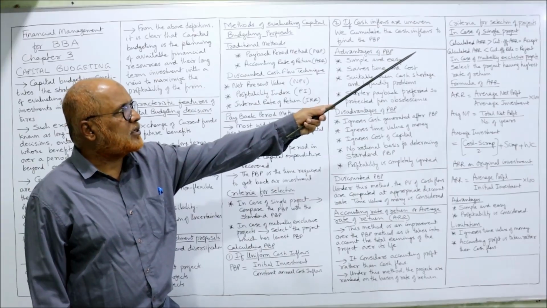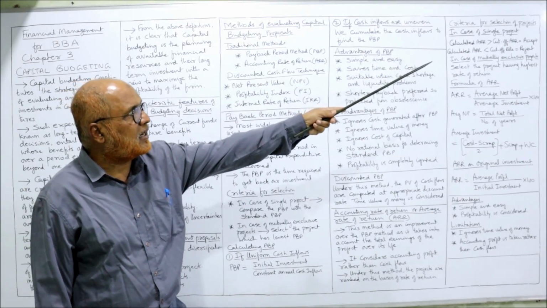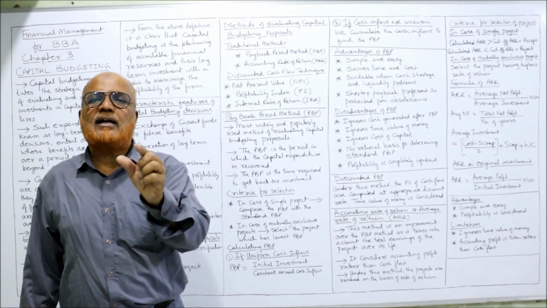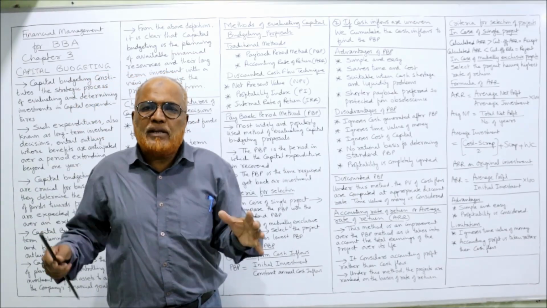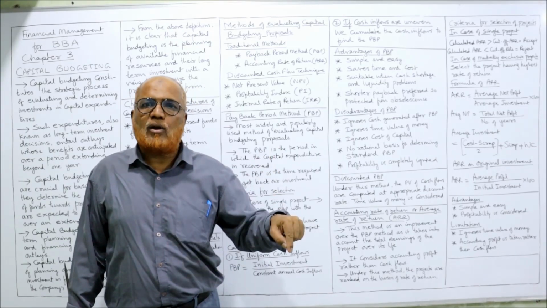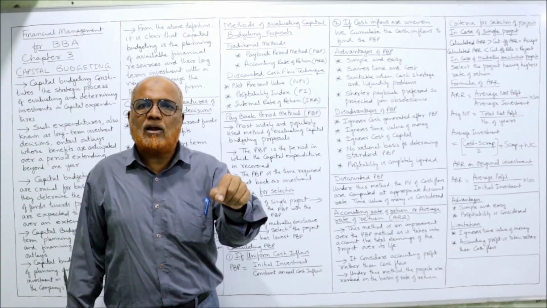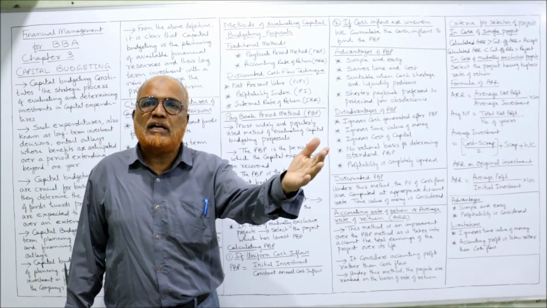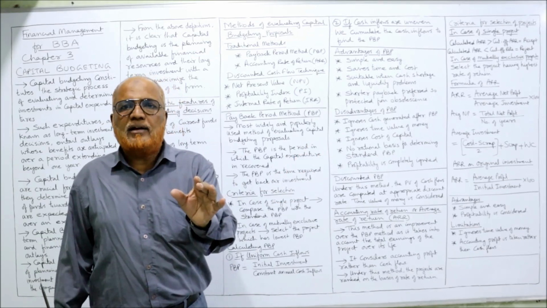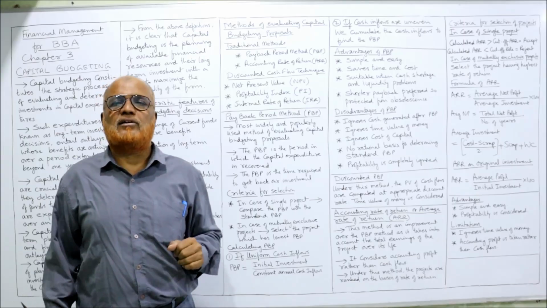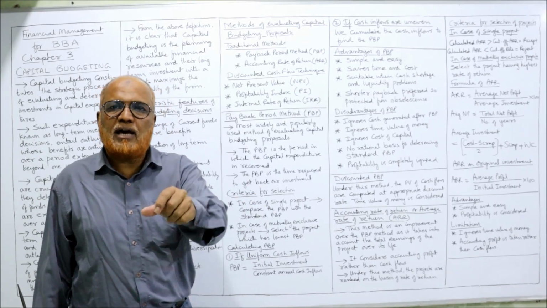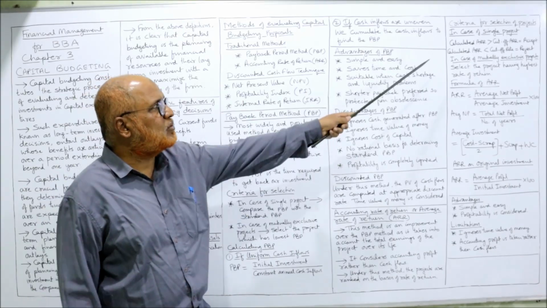In case of a single project, if calculated ARR is greater than cutoff rate, accept. The cutoff rate is the cost of capital, weighted average cost of capital. The company's cost of capital is 15%. Now we calculate ARR of the project. If the ARR of the project is more than 15% cutoff rate, we accept the project. If the calculated ARR is less than the cutoff rate, we reject the project. So compare the calculated ARR with the cost of capital. In this way we take the decision.